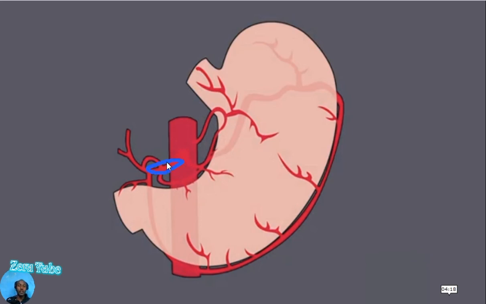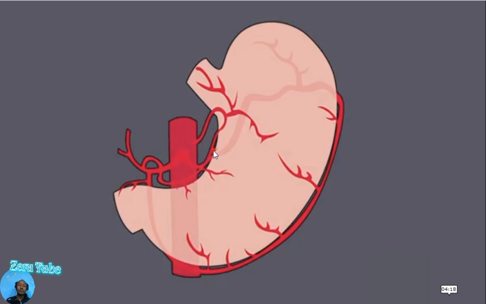From the common hepatic artery we get the gastroduodenal artery. So the gastroduodenal artery is derived from the common hepatic artery. The gastroduodenal artery gives blood supply to the right side of the greater curvature by the artery we call the right gastroepiploic artery. It gives blood supply to the right side of the greater curvature.